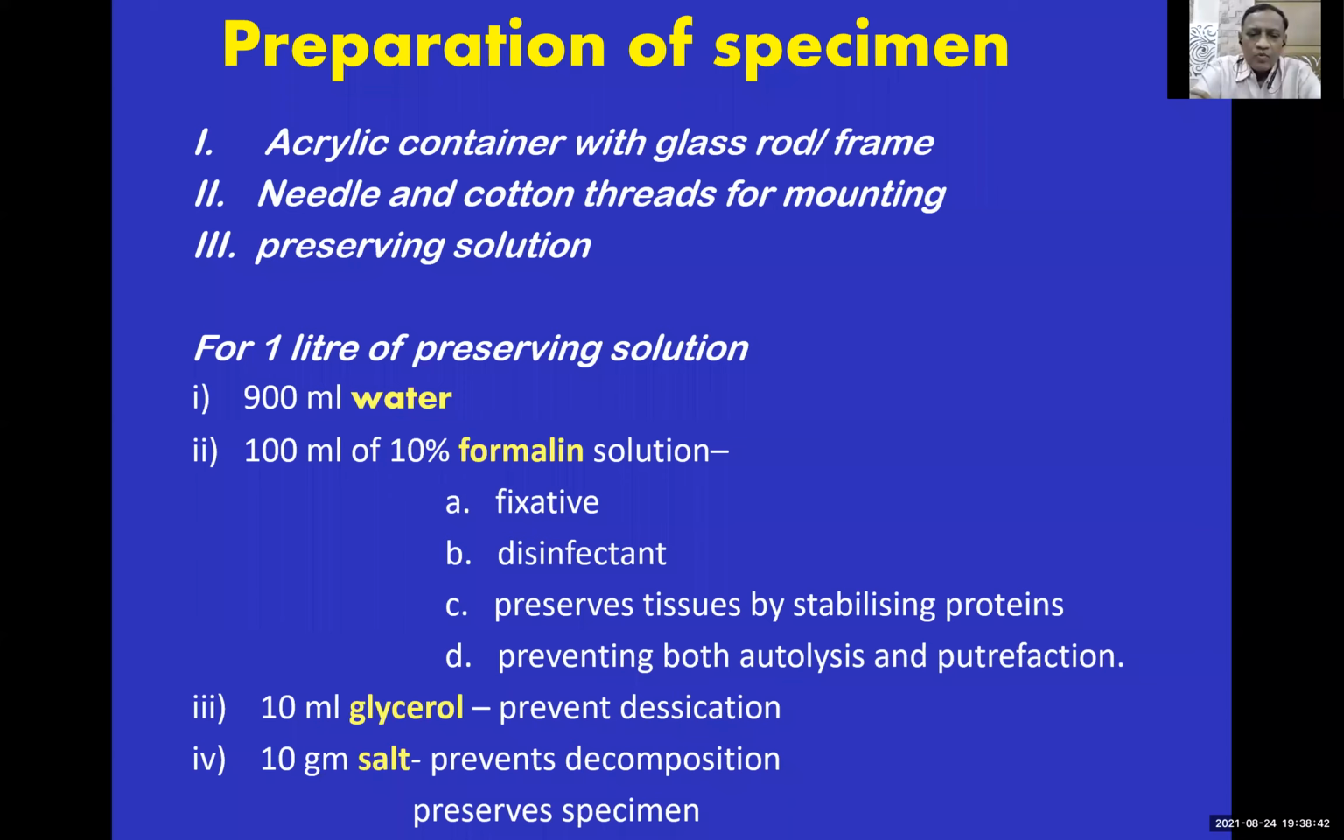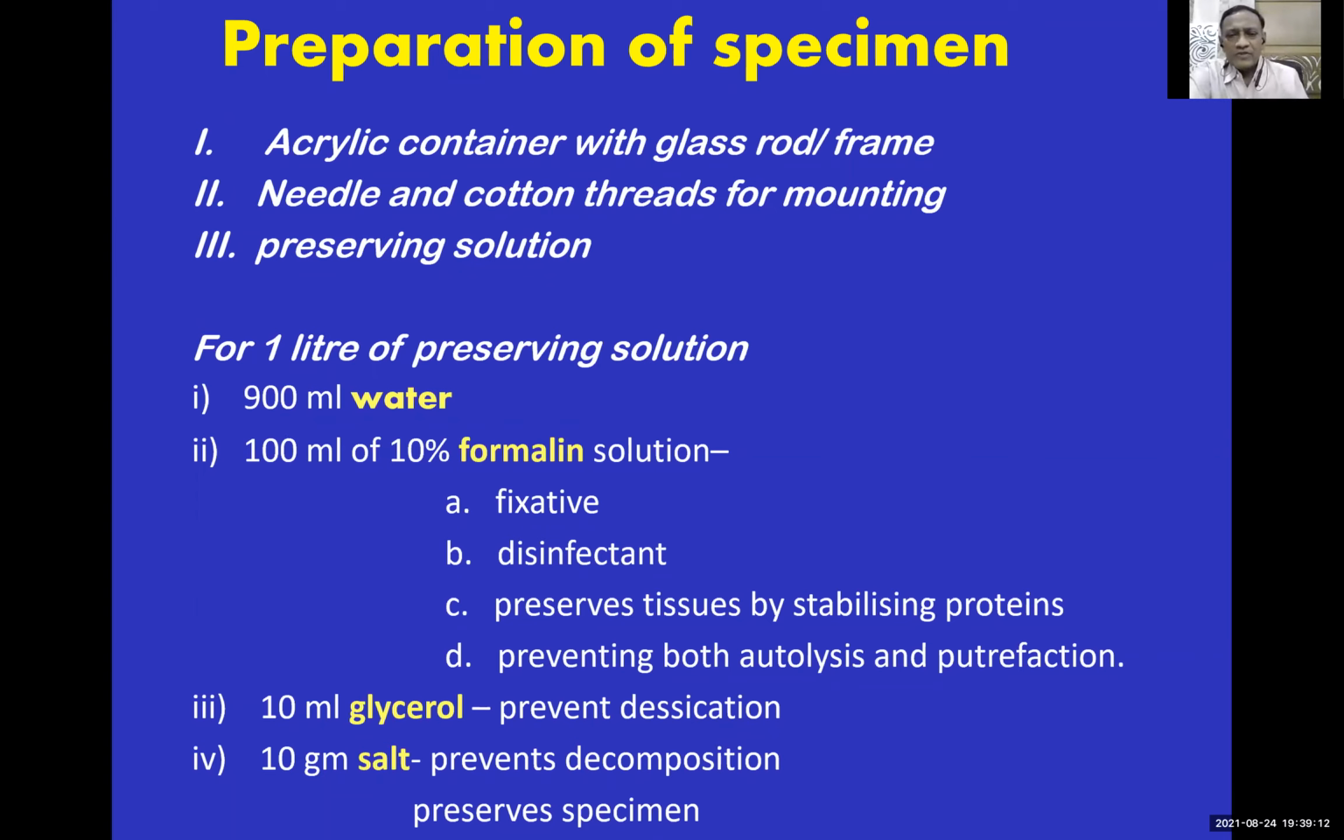What is the function of formalin? It acts as a fixative agent. It also acts as a disinfectant. It preserves the tissues by stabilizing proteins and preventing both autolysis and putrefaction. Then 10 ml of glycerol is also added, which prevents desiccation, and 10 gram of salt is also added, which prevents decomposition and preserves the specimen. These things are important. Sometimes the examiner may ask you.